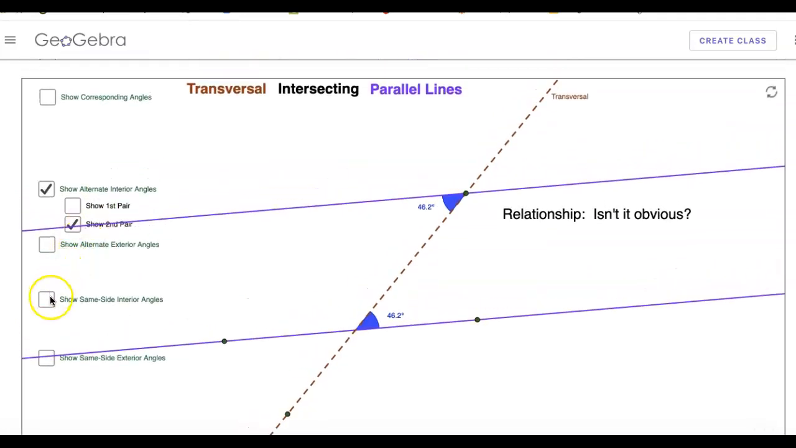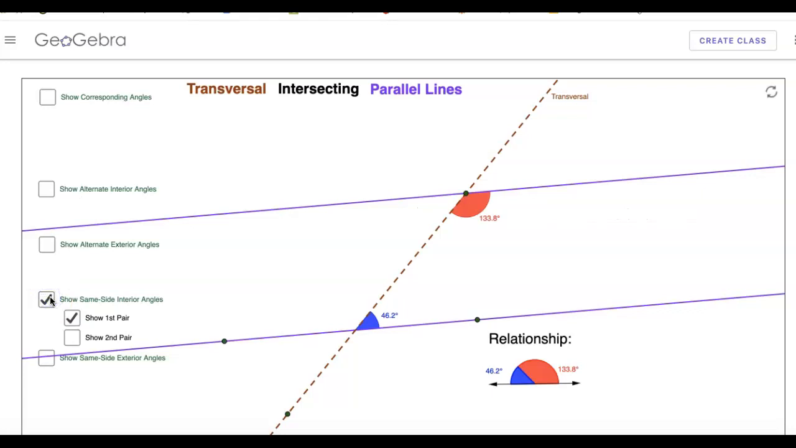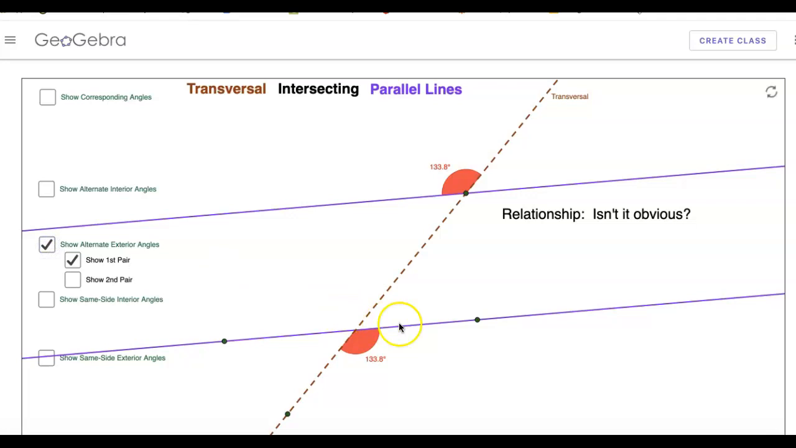And the last one we're going to do, same side interior. So same side has to do with the transversal, and interior has to do with the fact that they're inside the purple lines. The other one we're going to do now, exterior. So let's do alternate exterior. So alternate exterior means they're on alternate sides of the transversal, and exterior means they're on the outside of that purple line. So that's that one pair and the other pair.